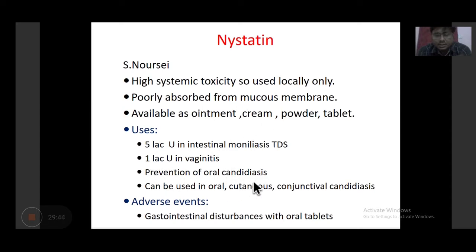It can be used for prevention of oral candidiasis. It can be used topically for treatment of vaginitis. So these are the preparations available: oral, cutaneous, conjunctival. Adverse effect is GI disturbance with oral tablets, otherwise with topical routes, itching or redness at the area where you are using that ointment, you will see that. So this is about nystatin.